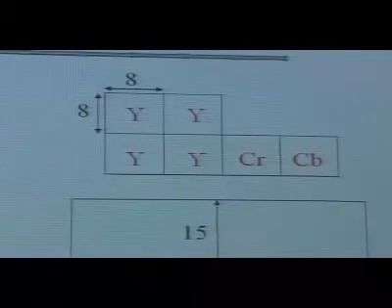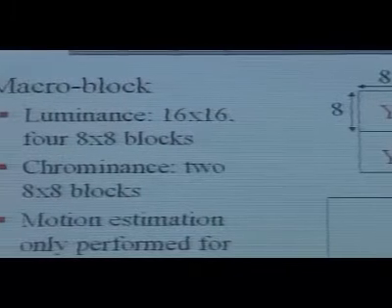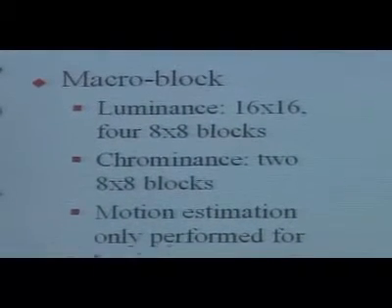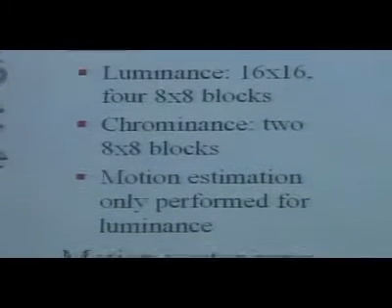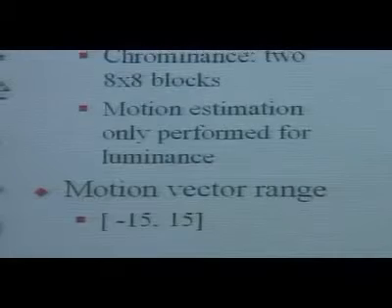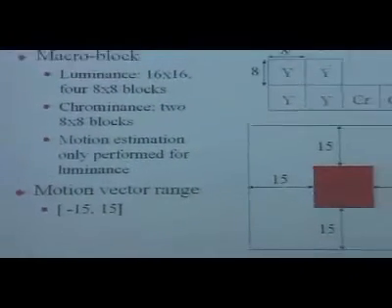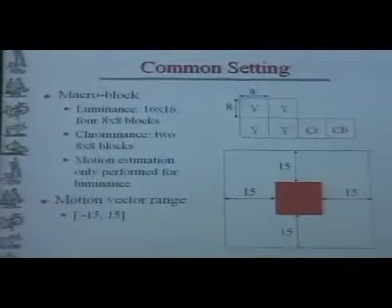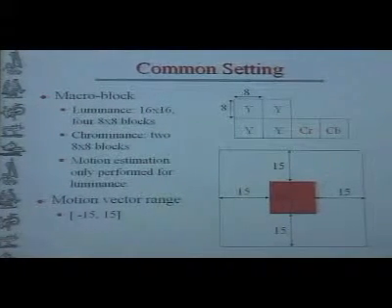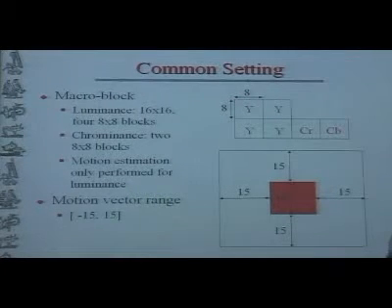Motion estimation is only performed on the luminance space. We never do motion estimation for Cr and Cb, because they are correlated anyway. If you find a good motion vector for Y, that motion vector is also very good for Cr and Cb, so let's not waste time. The chrominance typically has a smaller size, so it will be 8 by 8, and we only do motion estimation on the Y block.